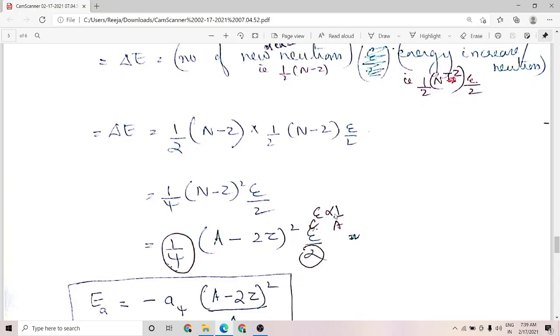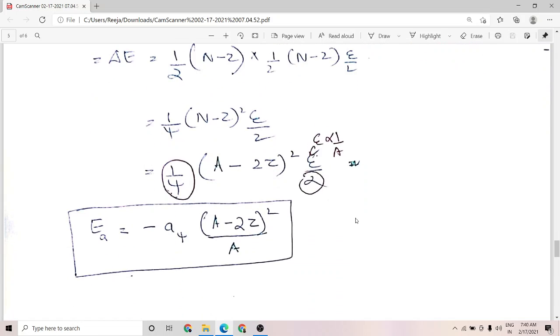We know epsilon is proportional to 1 by A. So I can replace this epsilon with 1 by A when I replace all the constants here with A4. I replace the constants, that is 1 by 4, 2 and all, with A4. So E_A is equal to A4, all the constants taken together, leaving just the terms in capital A: (A minus 2Z) the whole square by A.